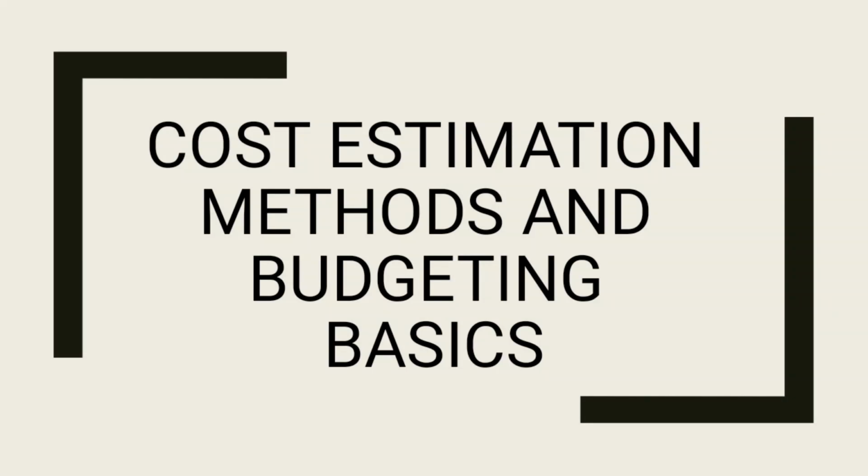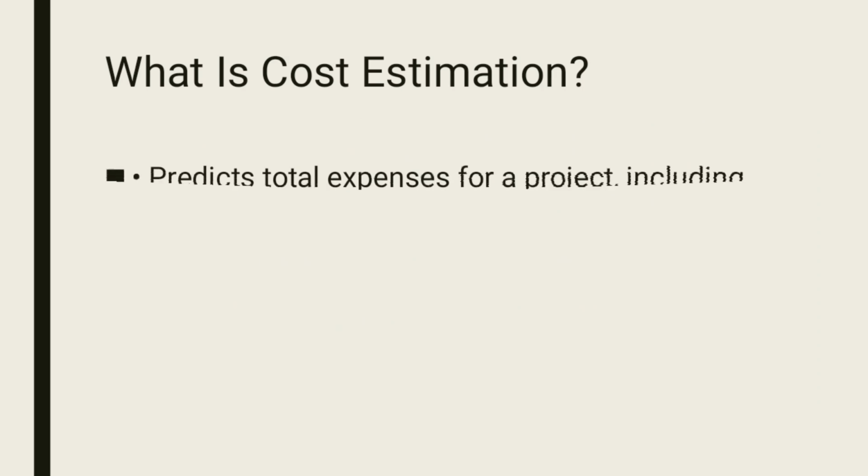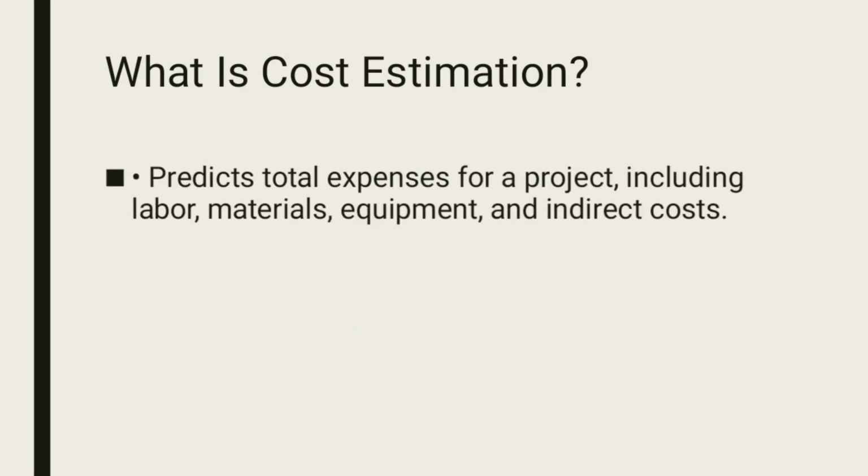Right now, let's discuss cost estimation methods and budgeting basics. Okay, the first thing that we need to understand is what is cost estimation. So this one predicts total expenses for a project, including labor, materials, equipment, and indirect costs.